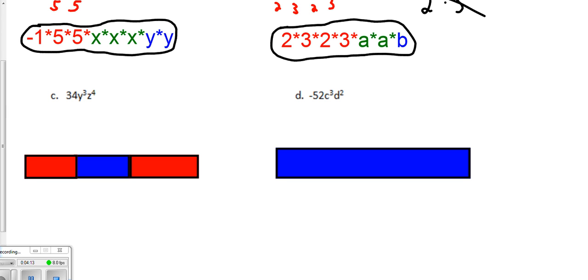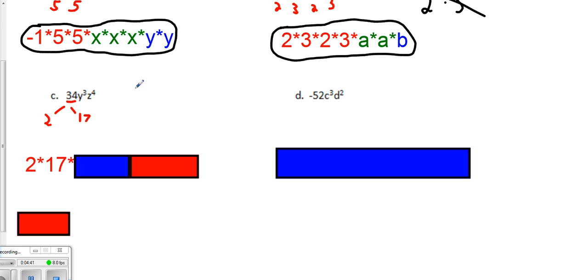All right, next example, we have 34y cubed z to the fourth. Again, like before, the first thing we always look at is our coefficient. We can break that up into 2 times 17. Well, 17 is prime and 2 is prime. Neither one of them can break down any, so that would just be our numerical part. The coefficient part would just be 2 and 17.